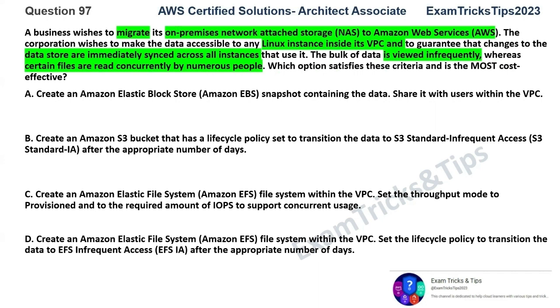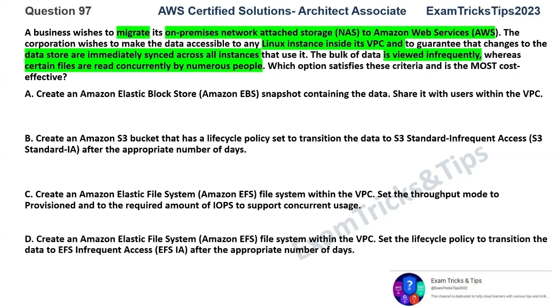Option A says let's use an Elastic Block Store snapshot containing the data and share it with the users within the VPC. Actually, EBS obviously is not suitable because they're block level storage devices that can only be attached to, say, a single EC2 instance. And our key requirement here is shared access. We want a number of people to access the data concurrently, and this is not going to be fulfilled using option A. So that's wrong.